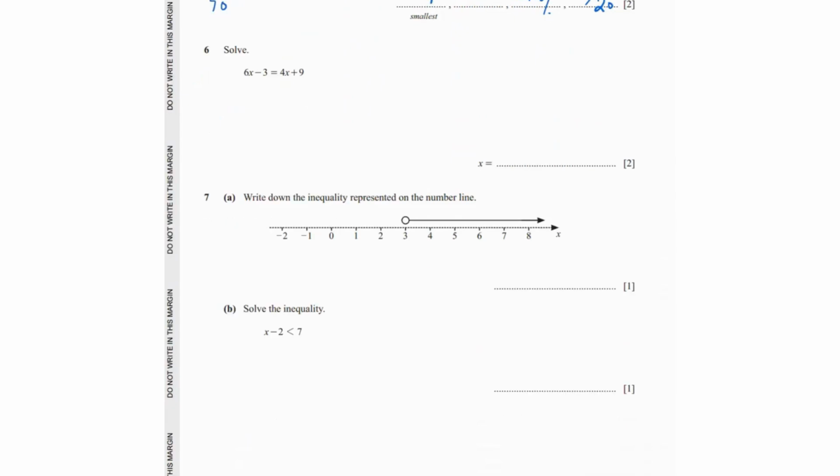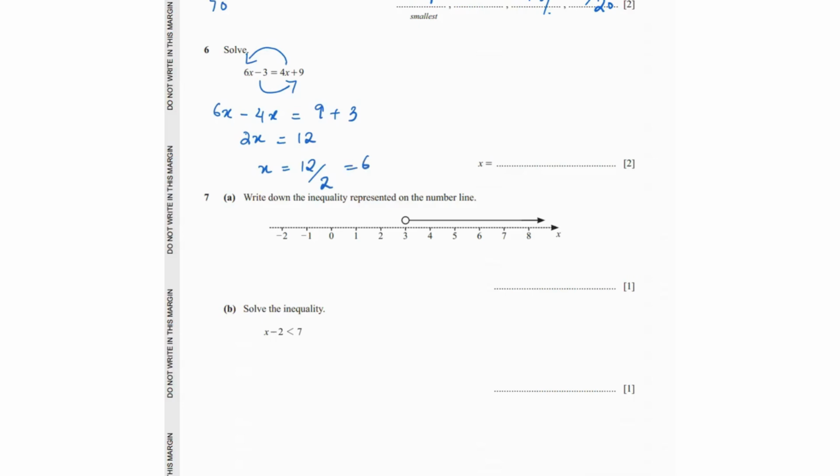Then solve 6x minus 3 equals to 4x plus 9. So this is solving equation when you have variables on both sides of the equal to sign. So for this, we collect the like terms first. 4x can go over here and negative 3 can go over here. So it becomes 6x minus 4x and 9 plus 3. When you move a term from one side to the other side, it changes its sign. So if it's positive, it becomes negative, and if it's negative, it becomes positive. So that's 2x equals to 12, and x is 12 divided by 2, which is 6.